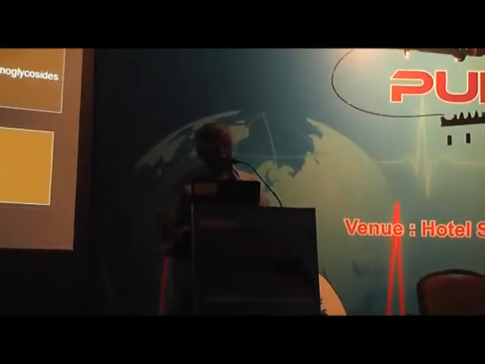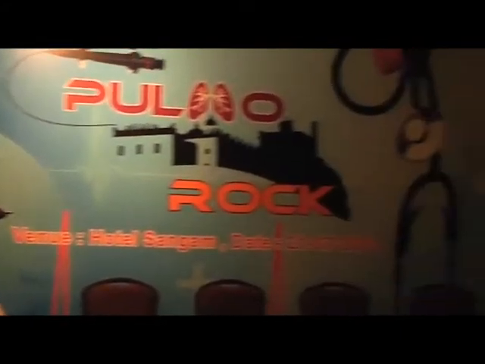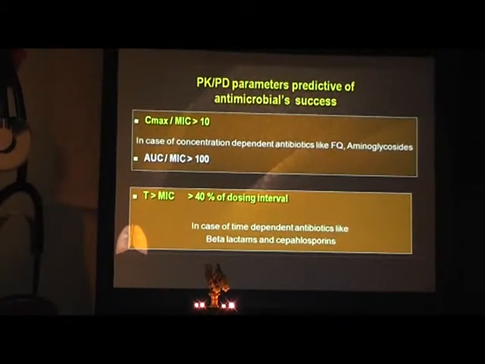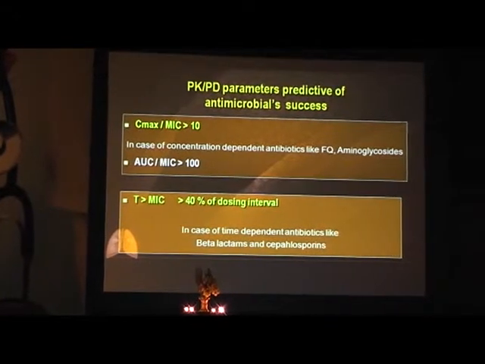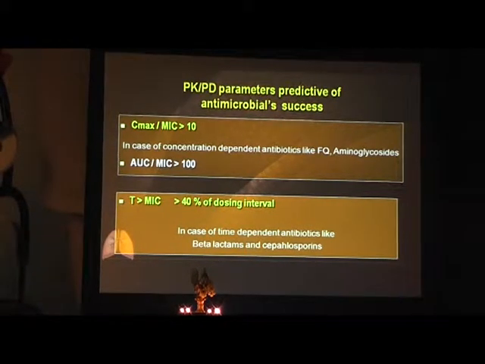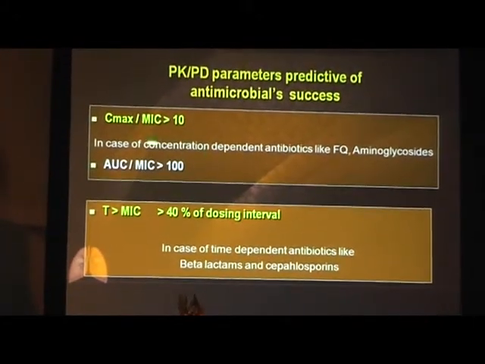You look at concentration-dependent antibiotics like the fluoroquinolones, for example. Fluoroquinolones and aminoglycosides, you give a large single dose because you need a peak. The higher the peak, the greater the killing capacity, and that's really what it's all about. So the peak matters in these patients, and that's the reason why all these drugs are given in big doses, as single doses, whether it's a fluoroquinolone or an aminoglycoside. That's the way they work. You look at an AUC/MIC of greater than 100.